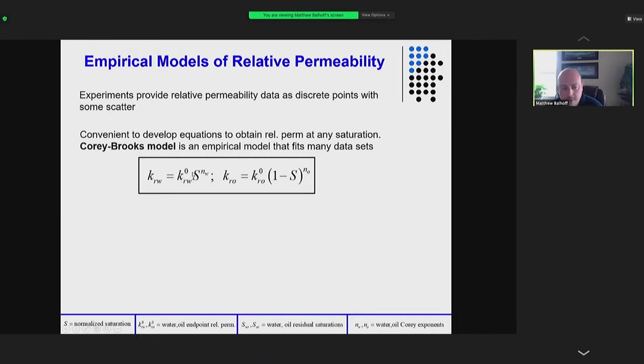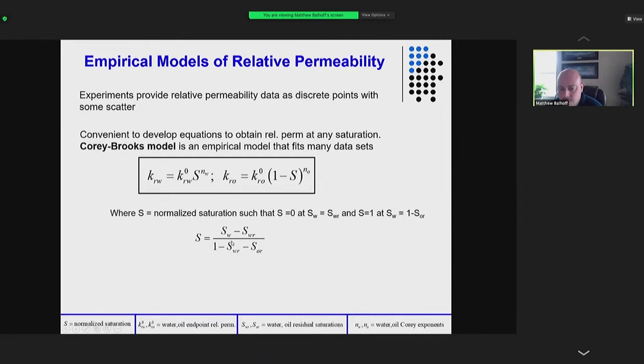But relative permeability is equal to the endpoint, which you could just read off the plot, times a normalized saturation to some exponent. Likewise, the relative oil permeability is the endpoint relative oil permeability times 1 minus the normalized saturation to an exponent. In general, these exponents will be different. What is this normalized saturation? It's not the same as water saturation, but it's related. So the normalized saturation is defined this way.